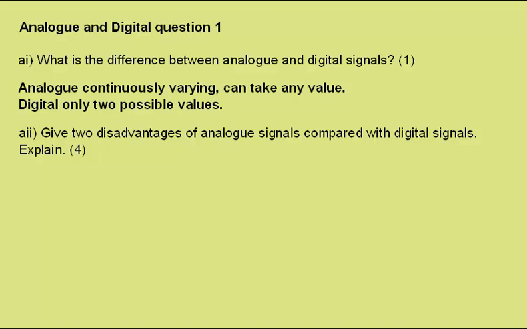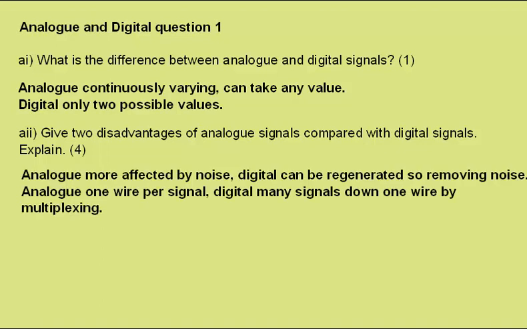For A part 2, give 2 disadvantages of analog signals compared with digital signals and explain. Now there's 4 marks for this, so it's going to be 1 mark for each disadvantage and a mark for each explanation. Well, analog is more affected by noise, that's the disadvantage. A bit more of an explanation: with a digital signal they can pick up noise, but can then be regenerated, so easily removing any noise.